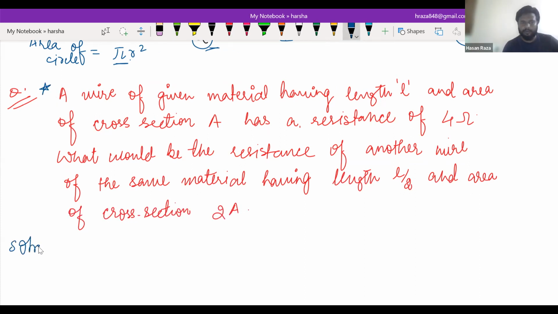This is a very important question. Please try, and if you are unable to solve it, let me know. I will solve it. We are talking about the same wire: initial length is L and area of cross section is A, with a resistance of 4 ohm. What would be the resistance of another wire of the same material? That means the material is same, so resistivity is same. The resistivity is specific for a given wire. Different kinds of wire have different resistivity, but the same kind of wire has the same resistivity.